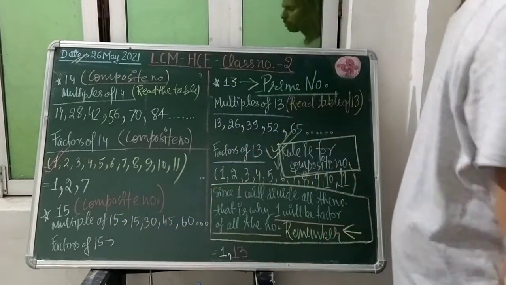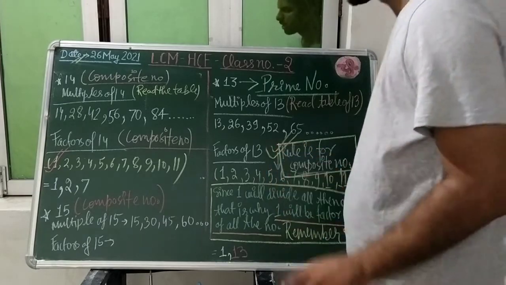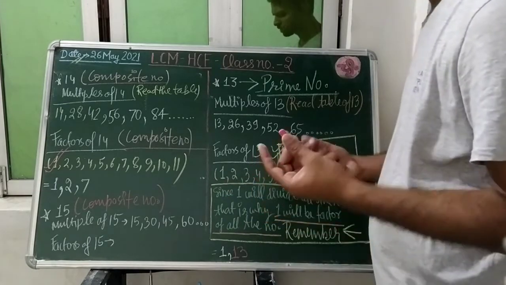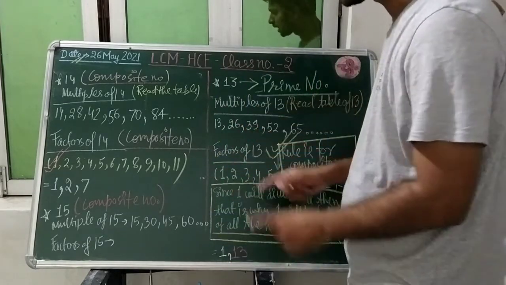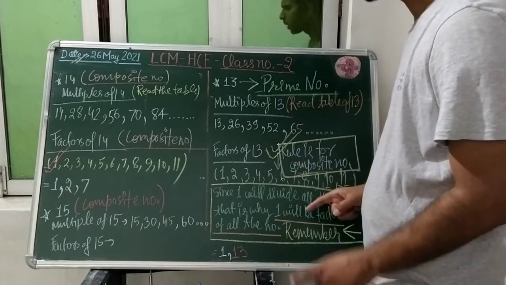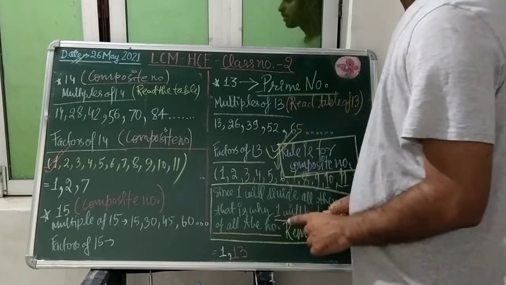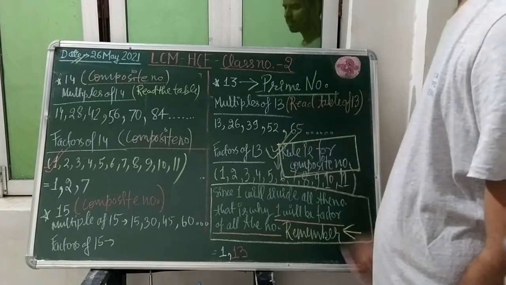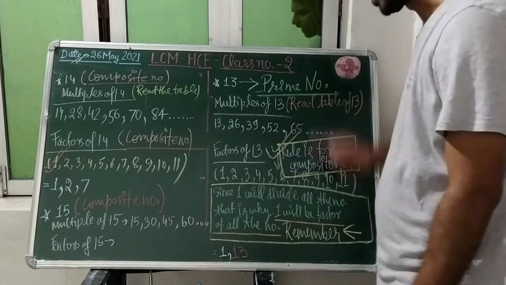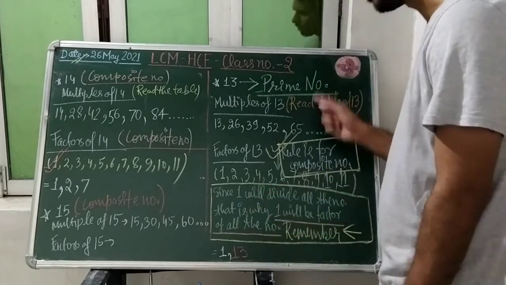Please go to the number system worksheet, worksheet numbers 1, 2, 3, 4, 5. In number 2, I have told about prime numbers and composite numbers. For a prime number, the factors will be 1 and itself only.